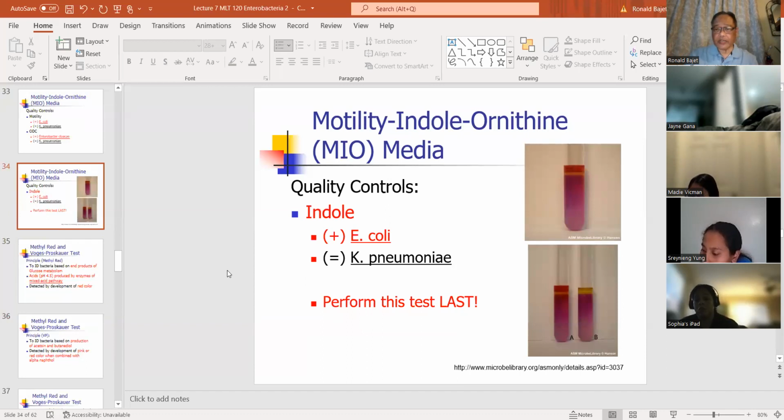Hopefully, when the MIO tubes come in, we can run this test. It's an easy test to do. You stab it, you take your needle, collect some organisms, stab the tube, and incubate it, and then look at the reactions the next day. Pretty easy test to do.